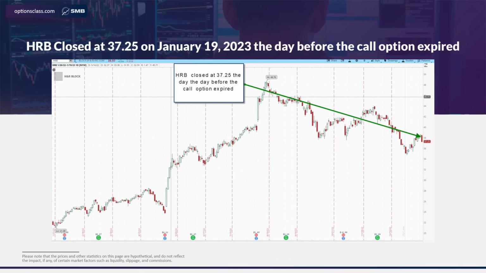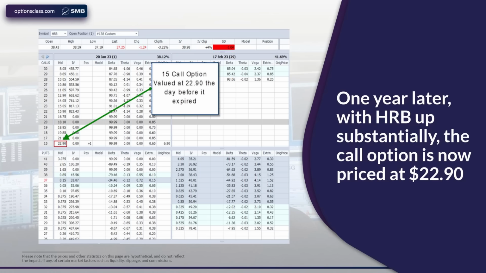As you can see, after a strong rally and a bit of a pullback, HRB found itself priced at $37.25 a year later, a significant price increase from HRB's price on the day the options trade was entered into a year earlier. Now let's take a look at the value of our HRB call at that 15 strike price. As you can see, it has appreciated substantially to $22.90.